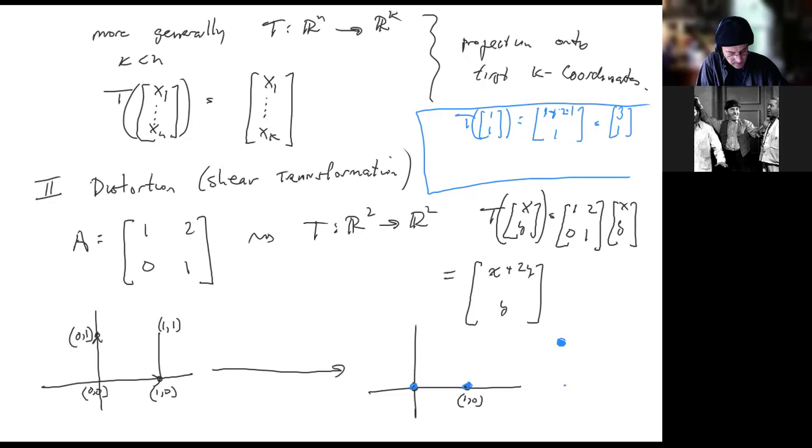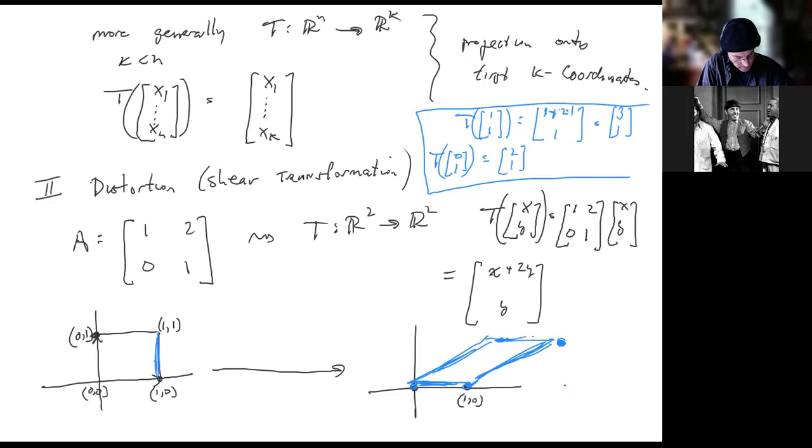The last vertex of the square. Well, T of (0, 1), you can compute it, you'll get (2, 1). And what is (2, 1)? You go 2 units out and 1 unit up. And if you join these lines together, you see that the unit square gets mapped using T to a parallelogram.